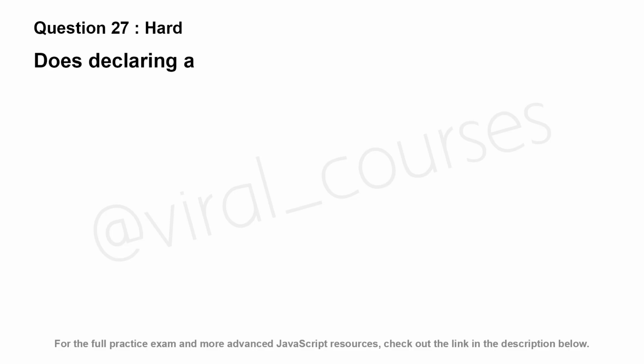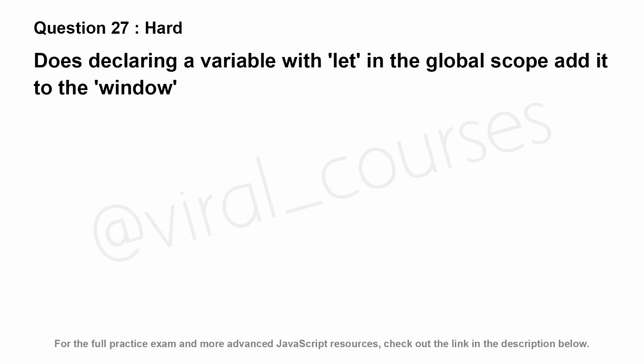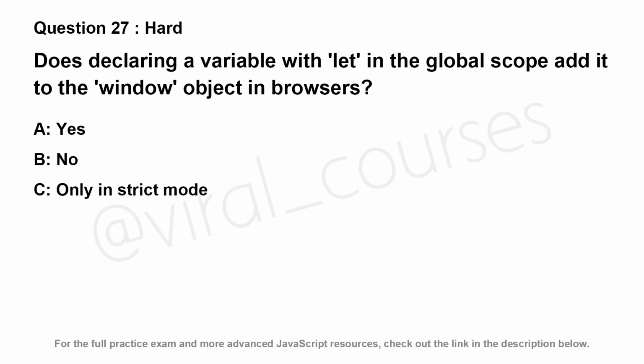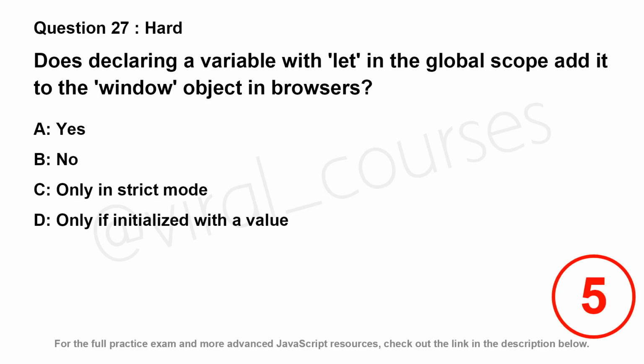Does declaring a variable with let in the global scope add it to the window object in browsers? Option A. Yes. Option B. No. Option C. Only in strict mode. Option D. Only if initialized with a value.